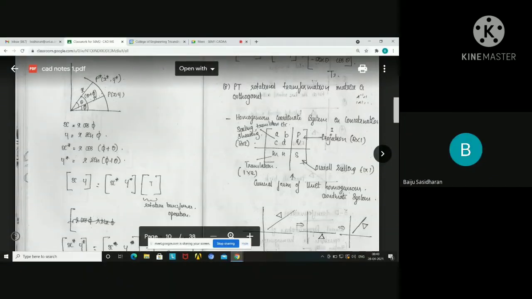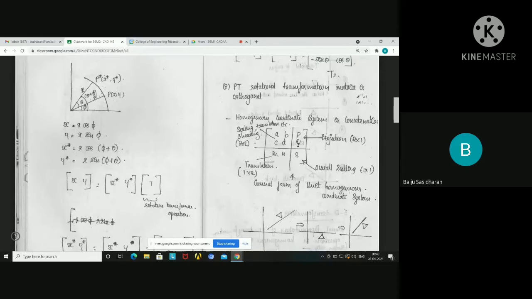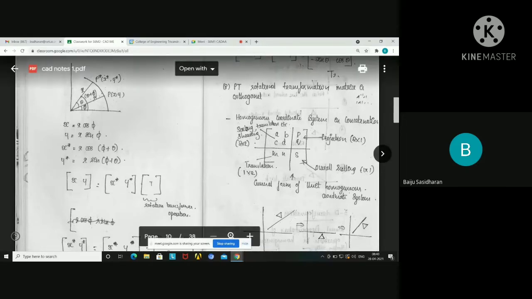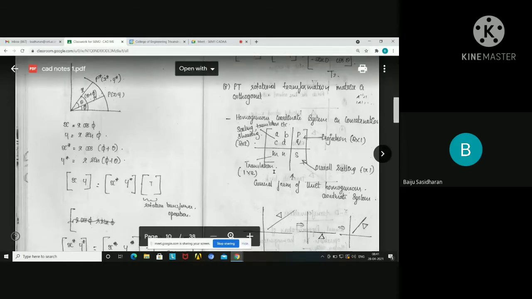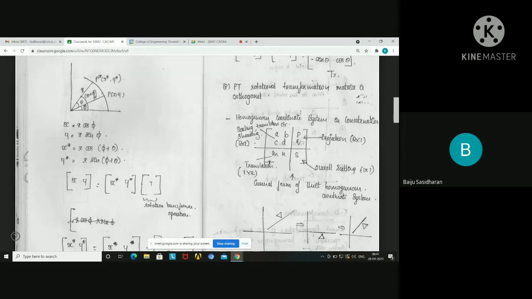This matrix indicates the representation of a 2D transformation operator in a three-dimensional homogeneous coordinate system, and we are generalizing the parameters A, B, C, D, M, N, P, Q, S. The ABCD parameters are mainly responsible for scaling, shearing, etc. These two parameters are responsible for projection, and these two parameters are mainly responsible for translation, and this parameter is responsible for overall scaling.